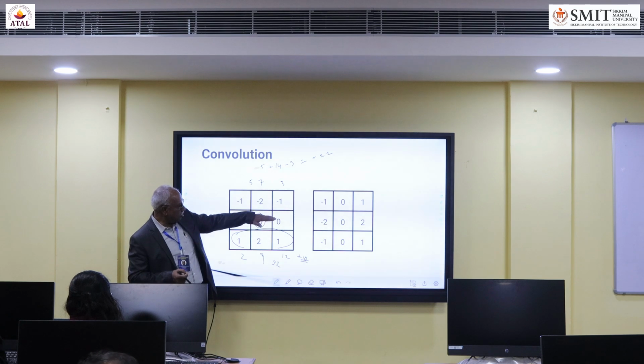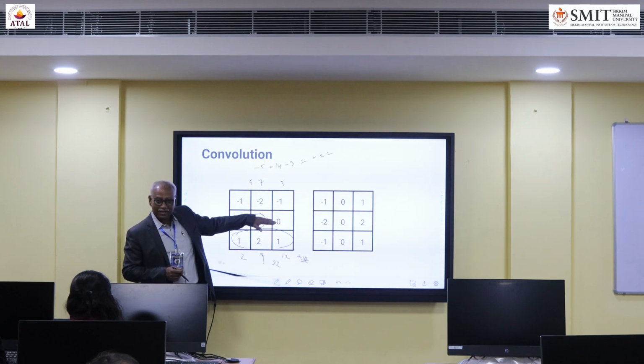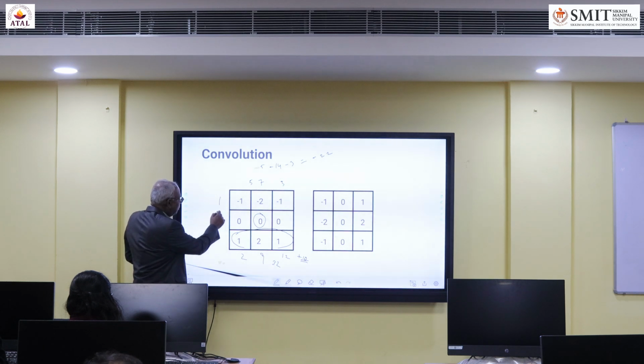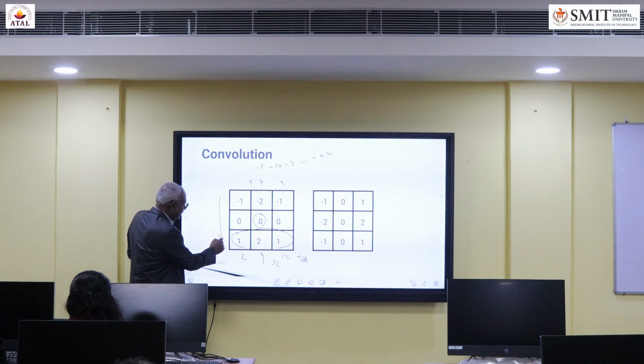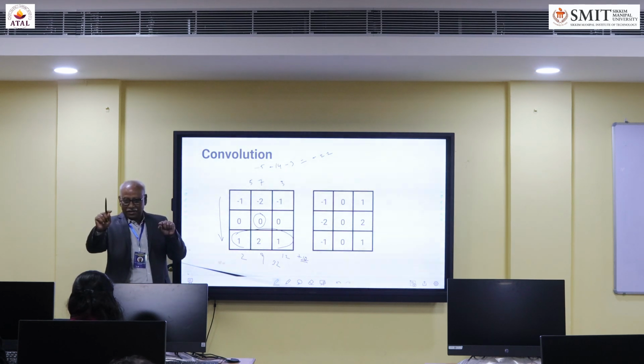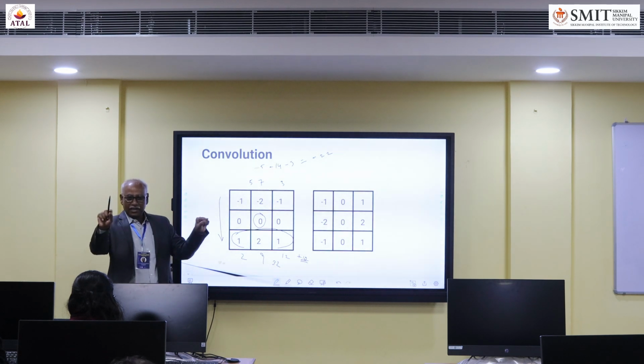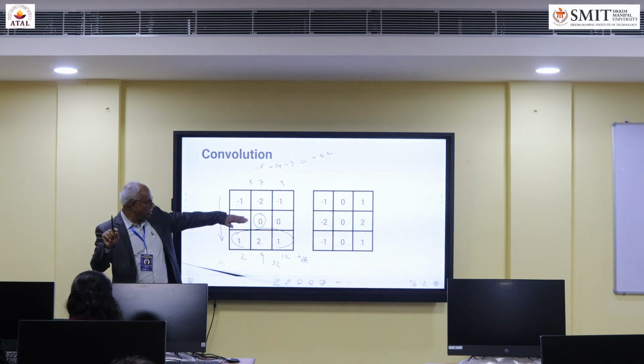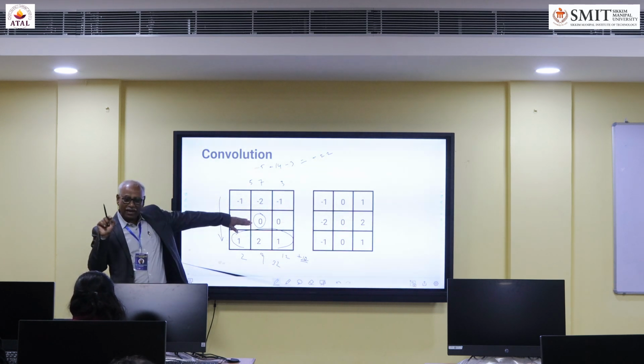Why am I saying that this will extract horizontal edges? Because I am doing differencing in the vertical direction. When I do differencing in the vertical direction, if there is a vertical discontinuity, the edges have to be in the perpendicular direction. So this operator extracts edge information which is in the horizontal direction.